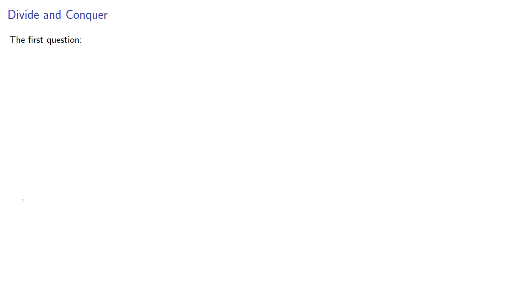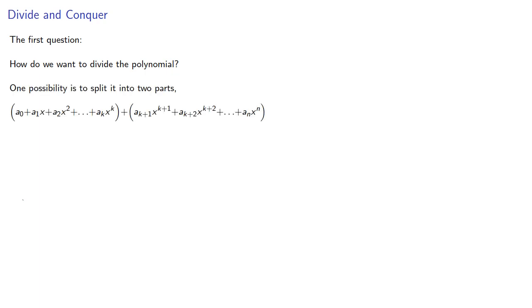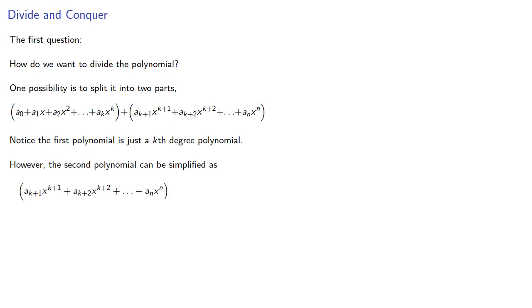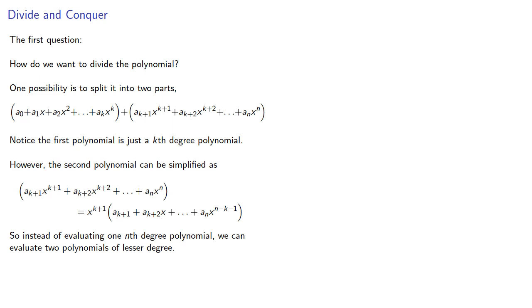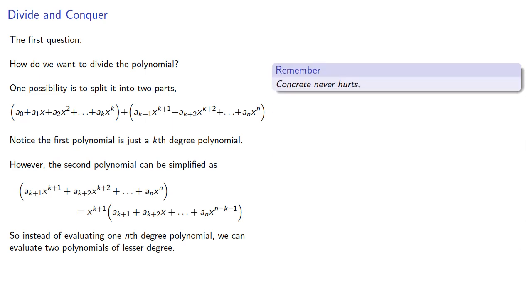If we want to use a divide and conquer approach, the first question is going to be, how do we want to divide the polynomial? One possibility is to split it into two parts. Notice the first polynomial is just a kth degree polynomial. However, the second polynomial can be simplified as the product of some power of x and a polynomial of lower degree. And so here's our divide and conquer. Instead of evaluating one nth degree polynomial, we can evaluate two polynomials of lesser degree. So remember, concrete never hurts.